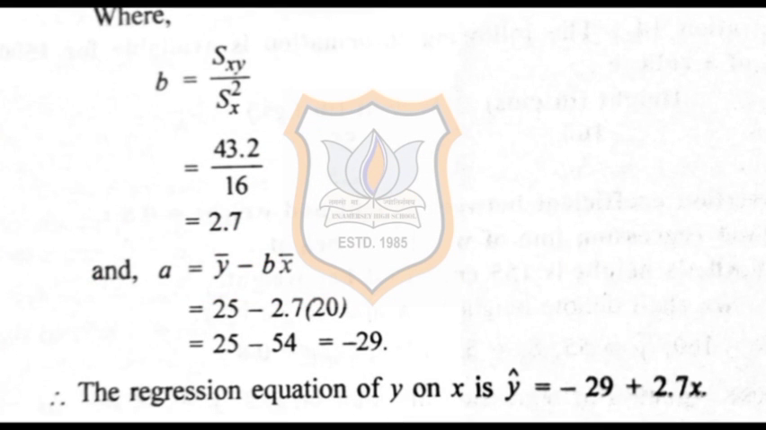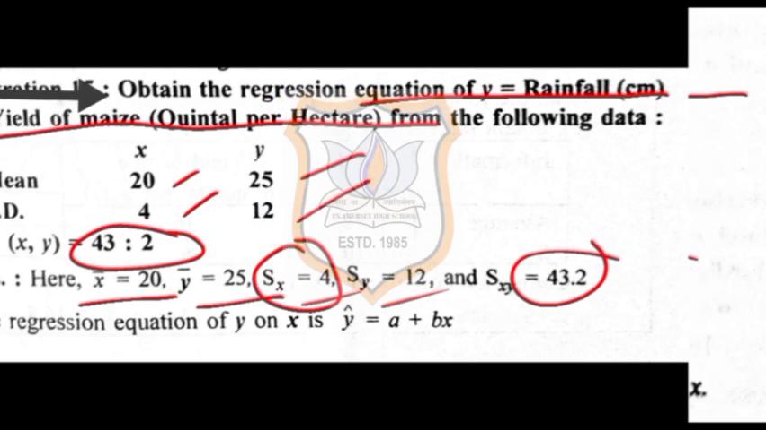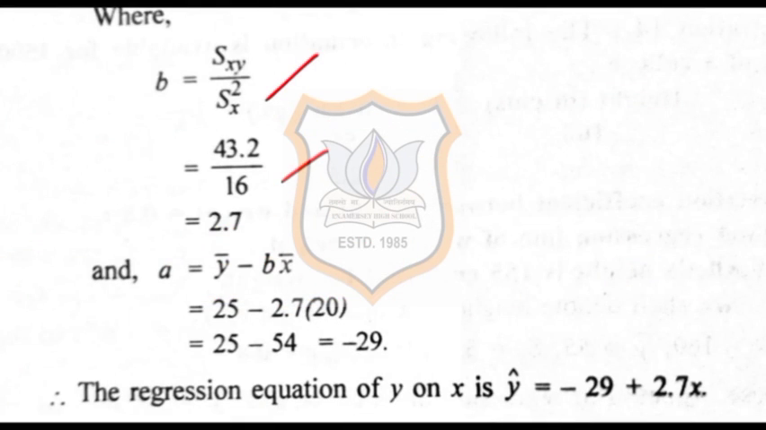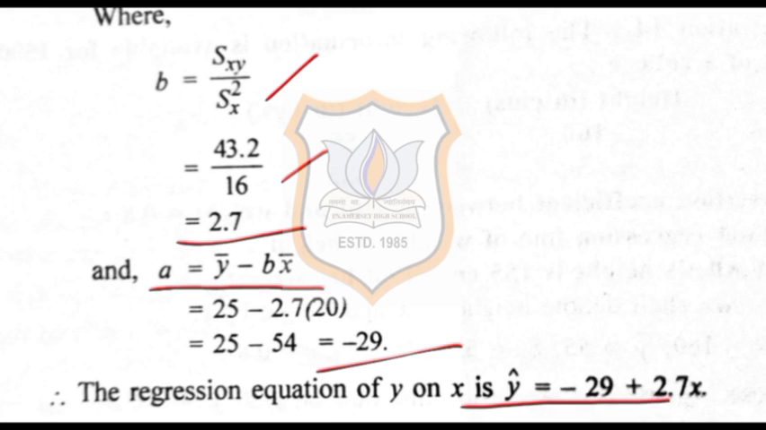What is B? Sxy upon Sx square. So that is 43.2 upon 16, because Sx is 4, so the square of Sx will give you 16. When you solve this, your value will be 2.7 for B. Now what is A? Y bar minus B x bar. So substitute y bar as 25, B as 2.7 and x bar as 20. So your value of A will be minus 29. So your linear equation will be y equal to minus 29 plus 2.7x.